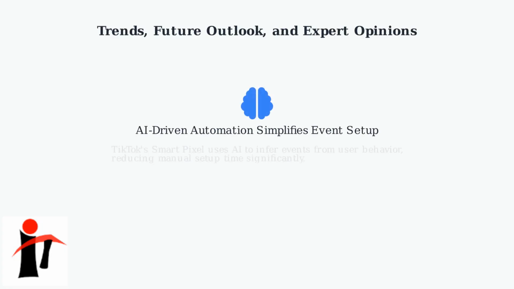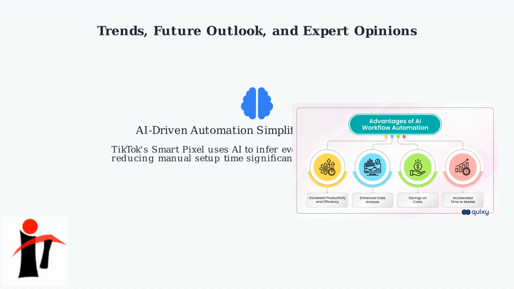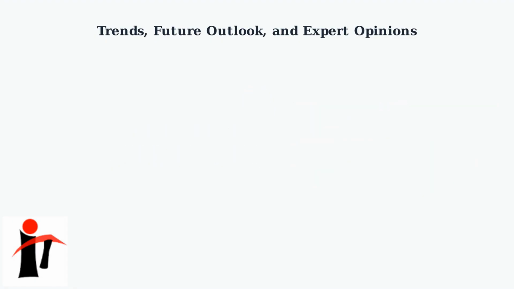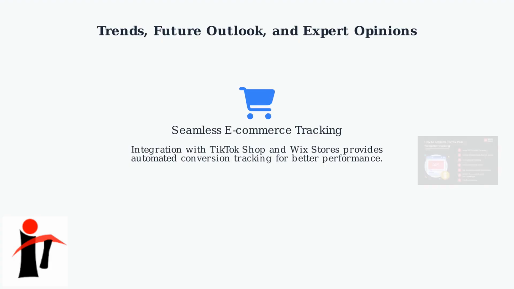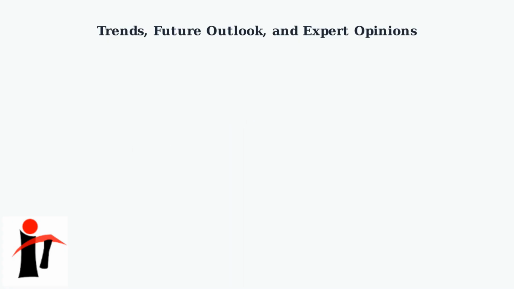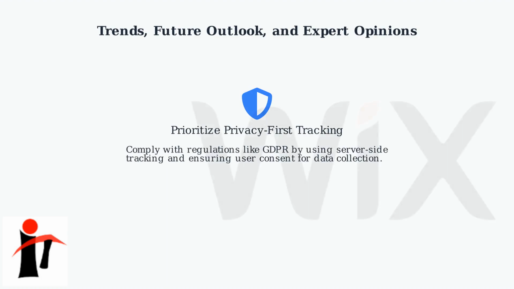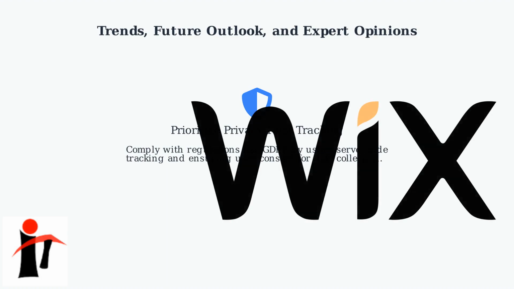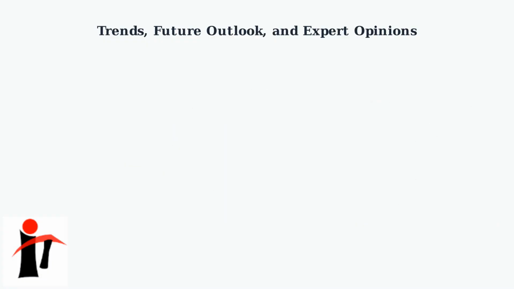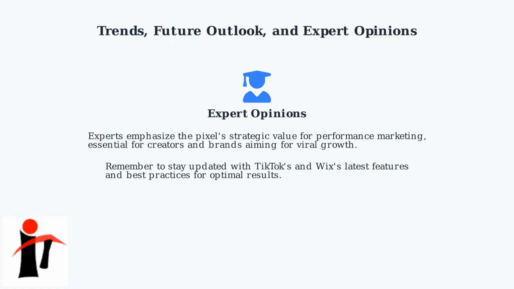Looking ahead, expect AI-driven automation to simplify event setup. TikTok's Smart Pixel uses AI to infer events from user behavior, reducing manual setup time significantly. Integration with TikTok Shop and Wix stores will provide seamless e-commerce tracking, boosting conversions through automated performance monitoring. Prioritize privacy-first tracking to comply with evolving regulations, using server-side methods and consent management for better data protection. Experts emphasize the Pixel's strategic value for performance marketing, essential for creators and brands aiming for viral growth. Remember to stay updated with TikTok's and Wix's latest features and best practices.